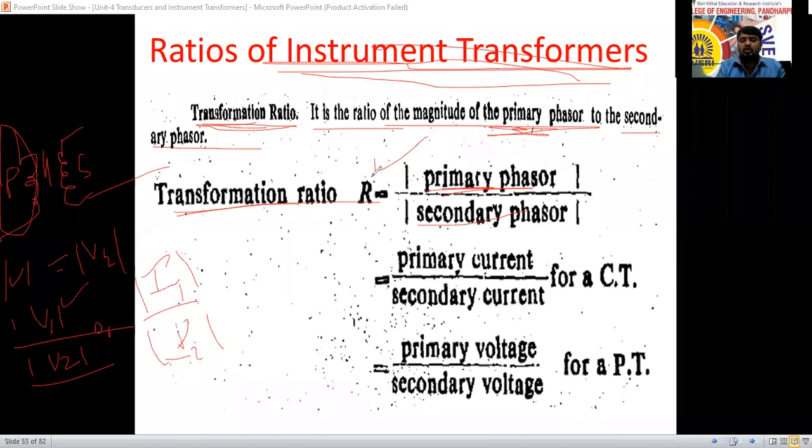Now the transformation ratio is going to be represented as R here. It is the magnitude of the phasor that it is going to indicate. The magnitude of primary phasor to the secondary phasor. So if it is current, this primary phasor will be primary current to the secondary current, that is called a current transformer, CT. If it is voltage, then that is called PT. Primary voltage to the secondary voltage is called a potential transformer. We are going to call it.